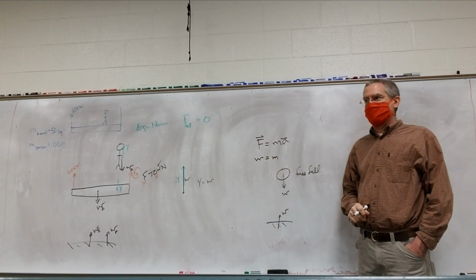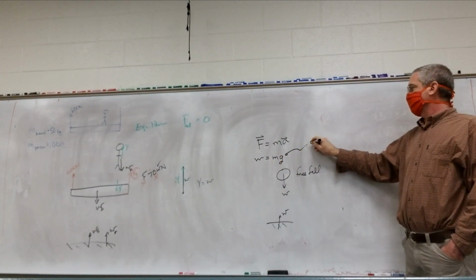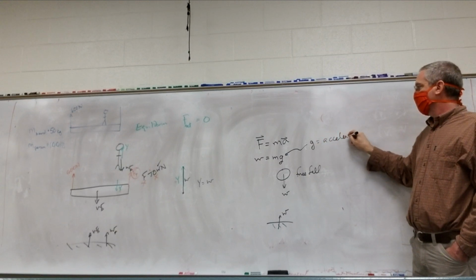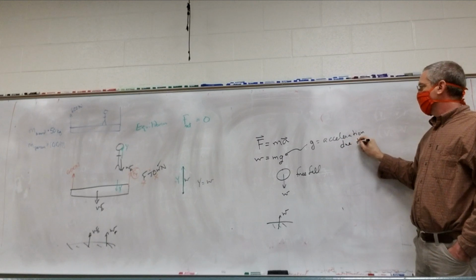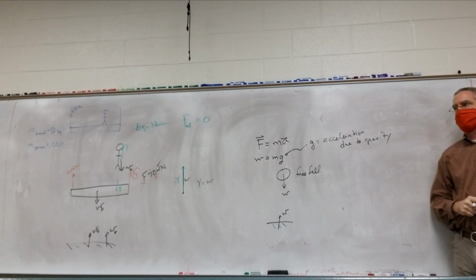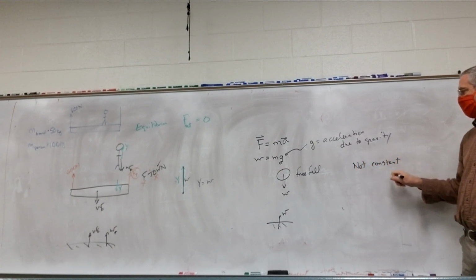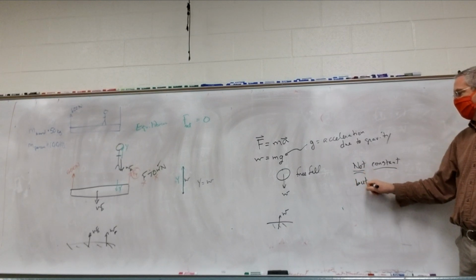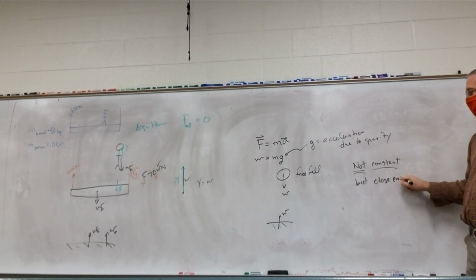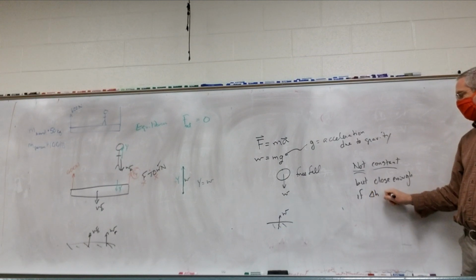And the acceleration of an object in free fall is known as the acceleration due to gravity. This little g right here equals acceleration due to gravity. It is not a constant, but we often treat it as such. Not constant, but close enough if the change in height is small.